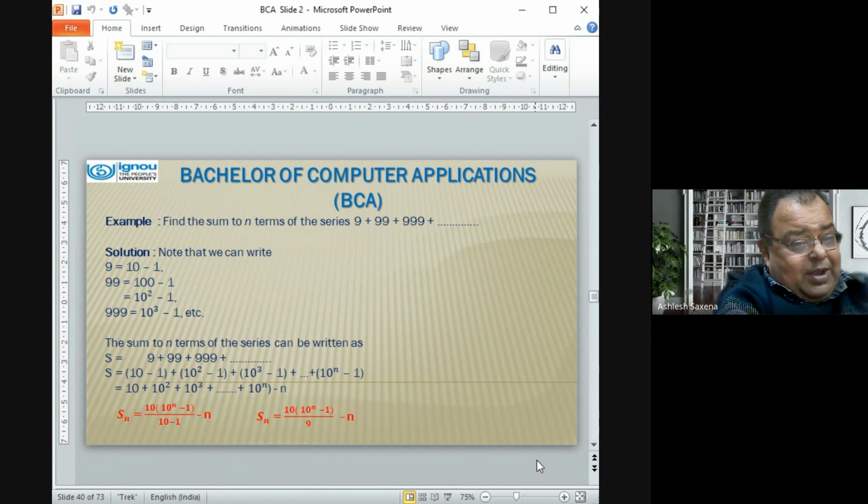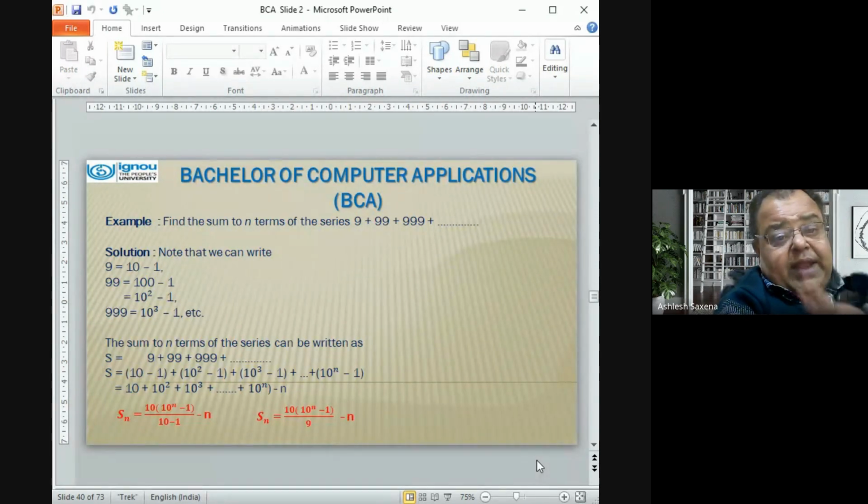No, you told me partially correct and partially wrong. Now listen to it, all listen to it very carefully. What happens in an AP? Second term minus first term should be equal to third term minus second term. In this, your first term is 9 and your common difference is 90. 99 minus 9 is 90, but 999 minus 99 is 900. This is not an AP.